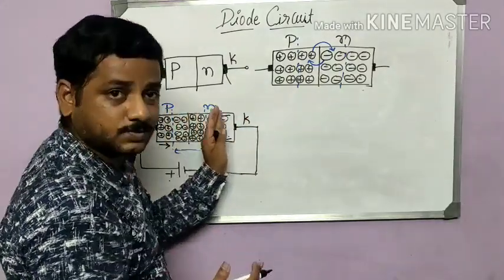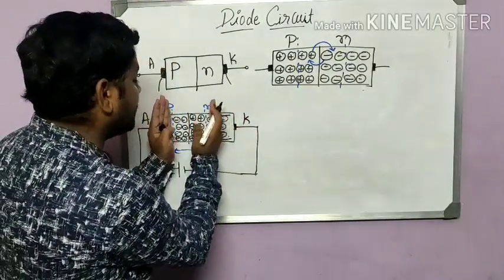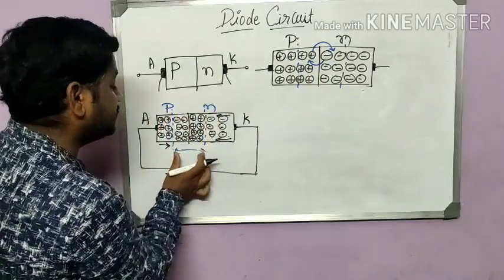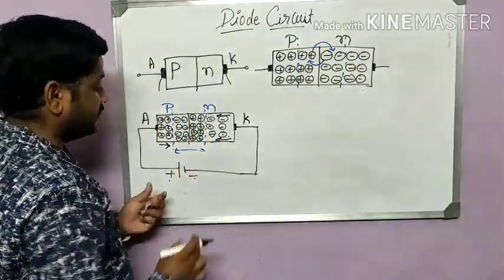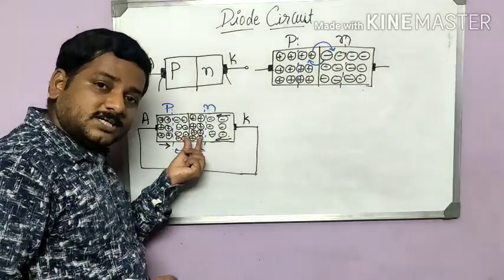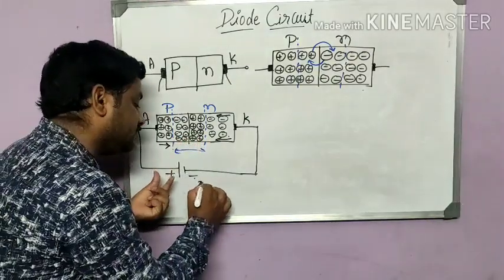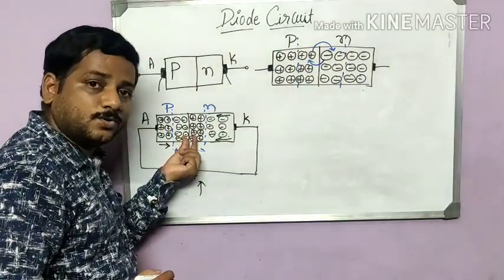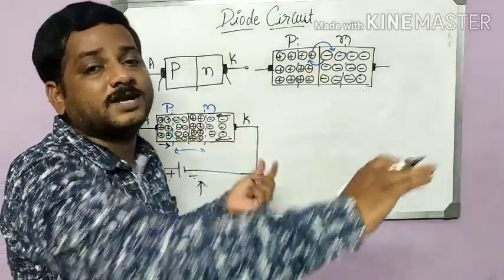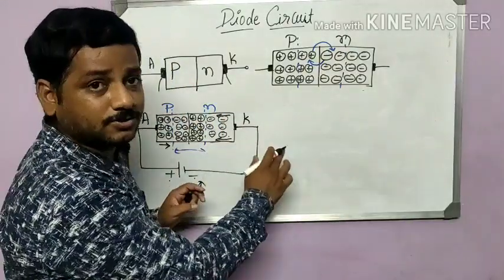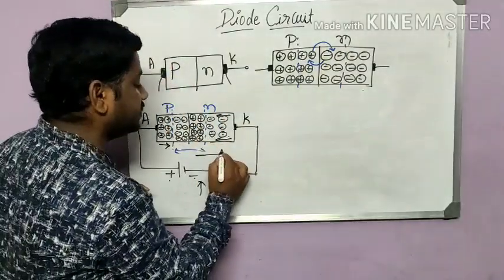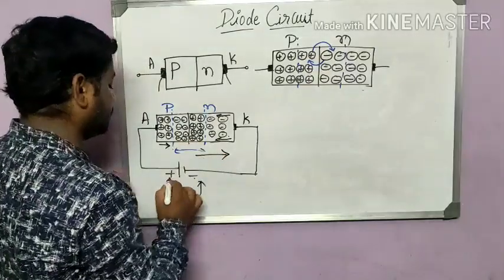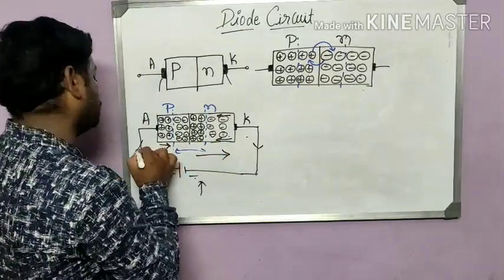Here holes are moving towards this direction. That will just narrow down the region. Which region? Space charge region. Okay, so it will just narrow down the space charge region, and you just go on increasing this polarity of voltage, and at a certain voltage it will be narrowed, and it will just allow the flow of electrons from anode to cathode. Okay, so the conventional current direction will be from higher polarity to lower polarity.